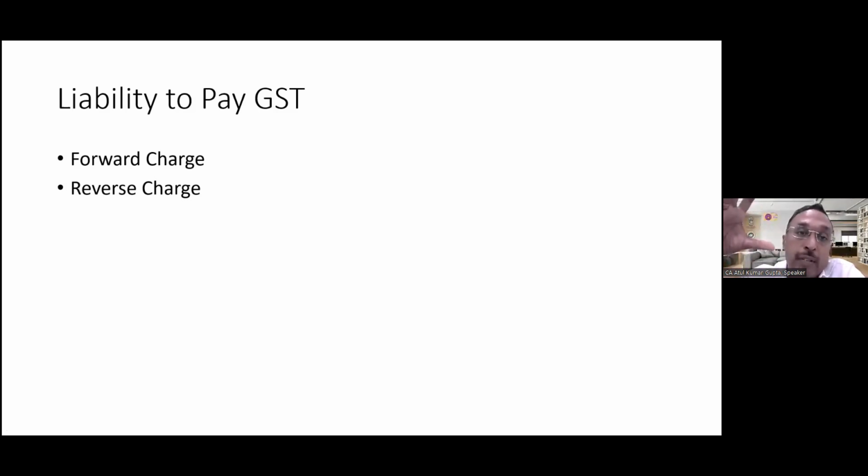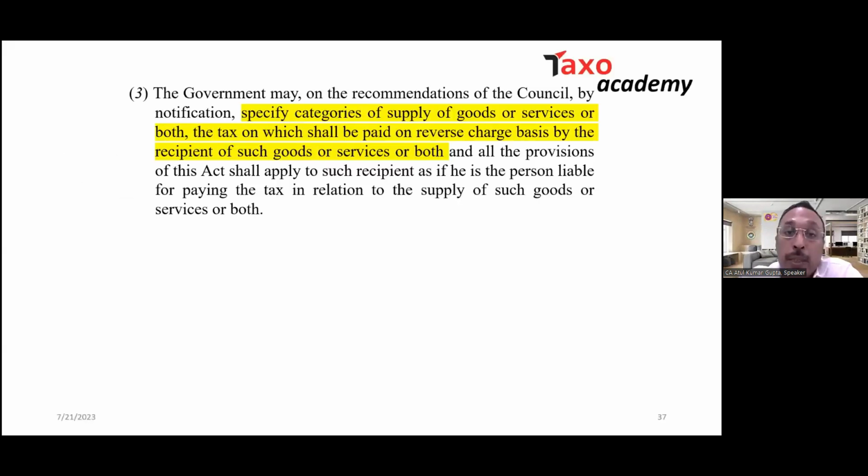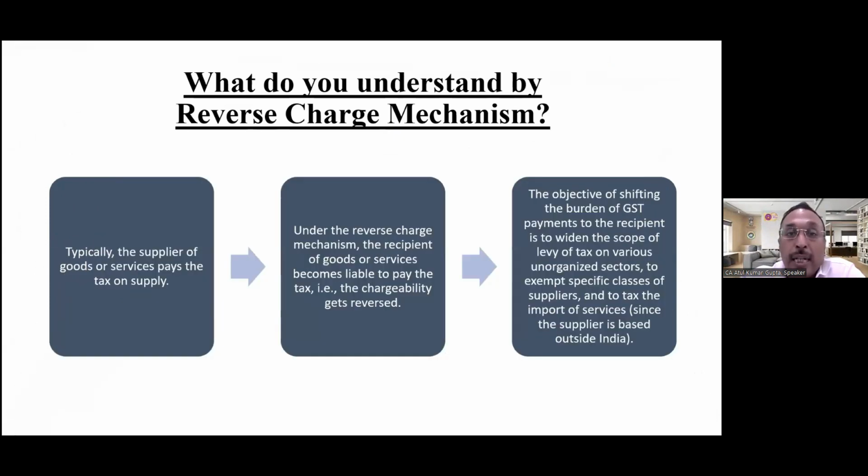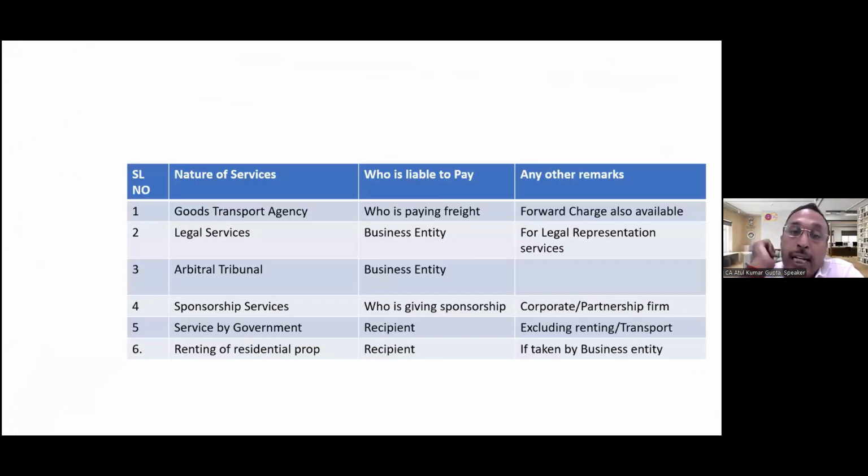If you have a doubt about what reverse charge means, I just wish to clarify once again, though we have clarified in our lectures, that reverse charge means the person who is receiving the service will pay the tax. Now, what are those services where the recipient is liable to pay the tax is something we should discuss. For example, in the goods transport agency, if you are taking the service of a GTA, then the person who is paying the freight is supposed to pay the tax. In case of legal services or advocate services, it is the company taking the service that is supposed to pay the tax.